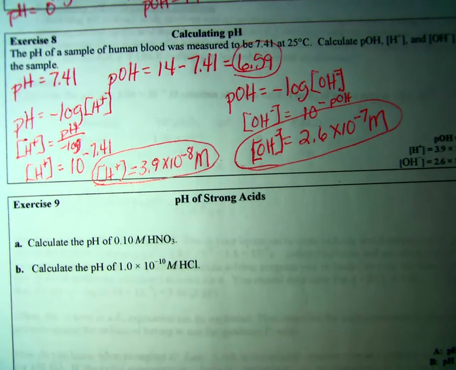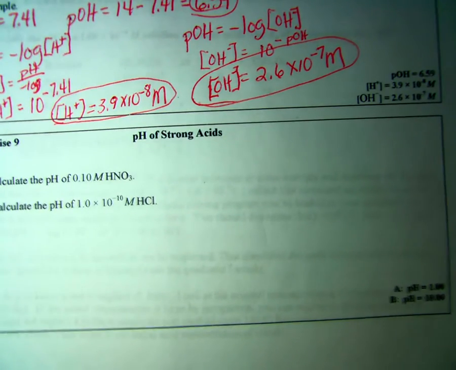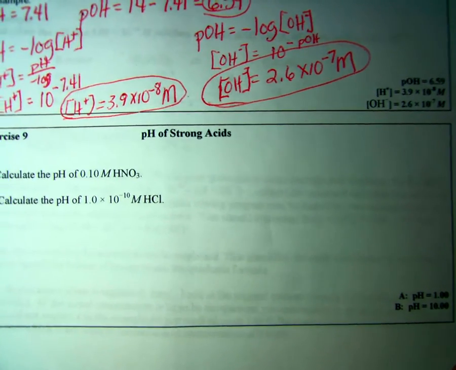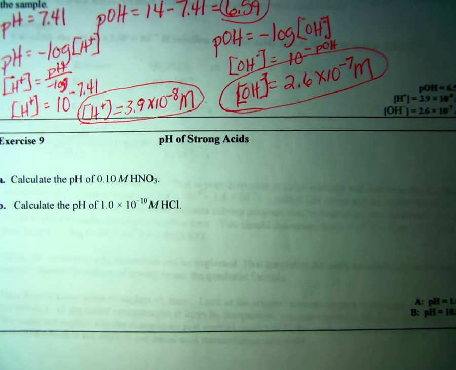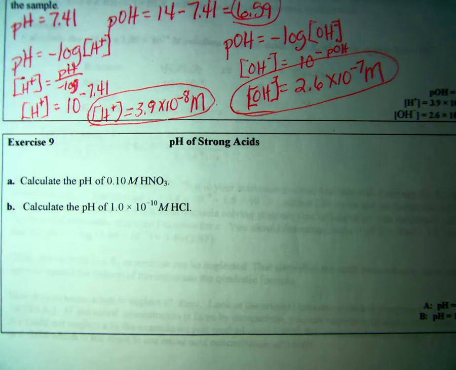Okay. Exercise 9. Calculate the pH. Okay, if it's a strong acid, if it's one of your 6 strong acids, then you don't have to really worry about much. We're going to get into weak acids and weak bases, and you have to treat them a little bit differently. You're going to have to do a rice table. We're going to do that on Monday. But for strong acids and strong bases, you can go straight to pH and pOH.